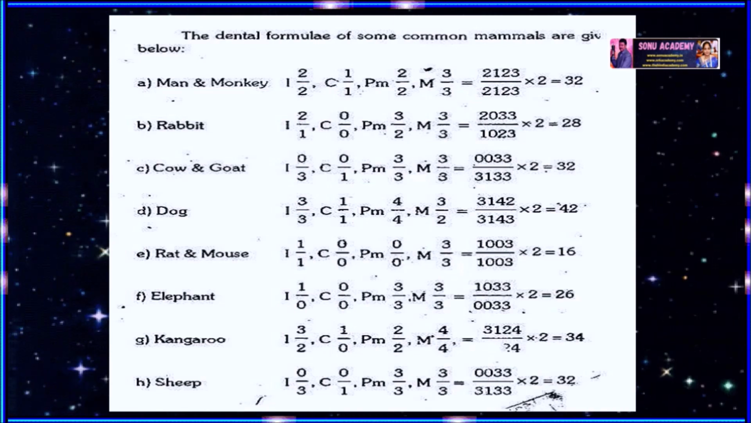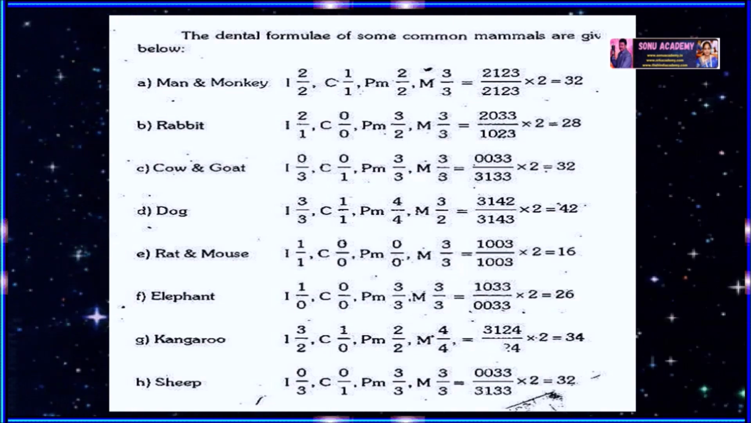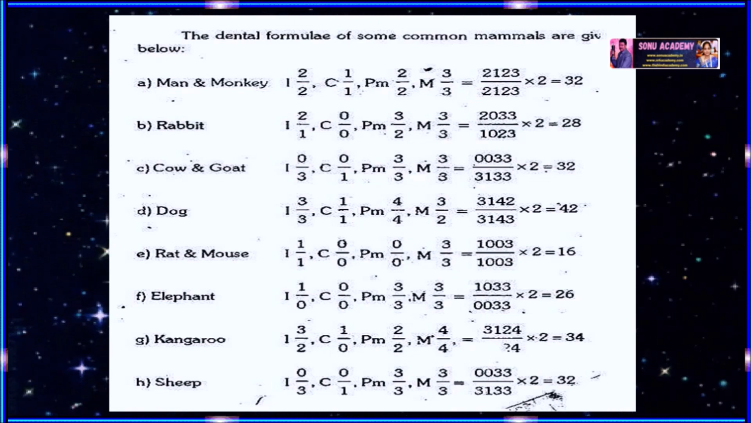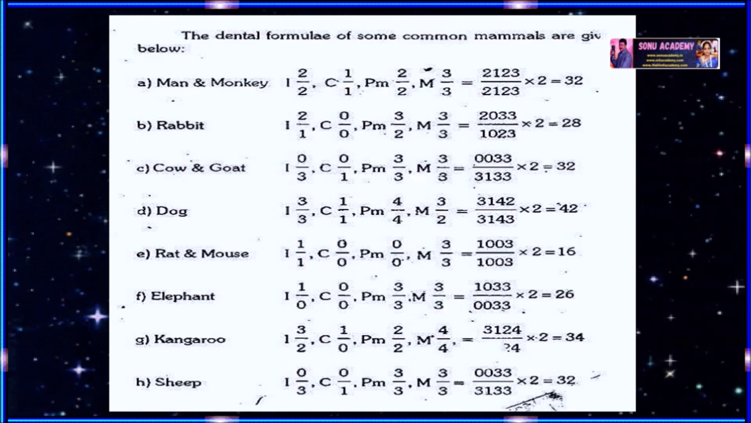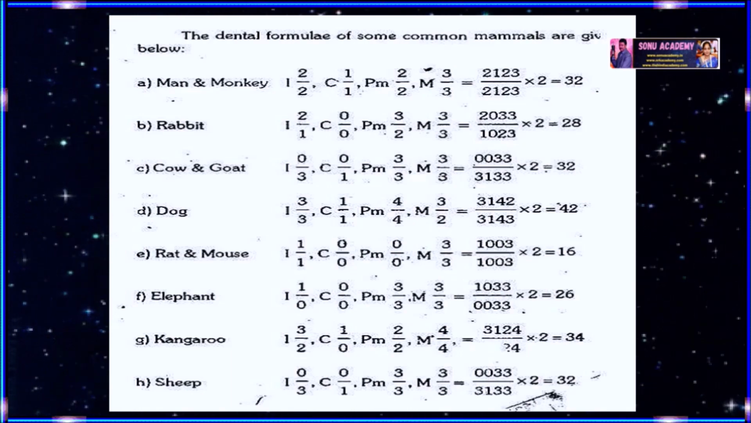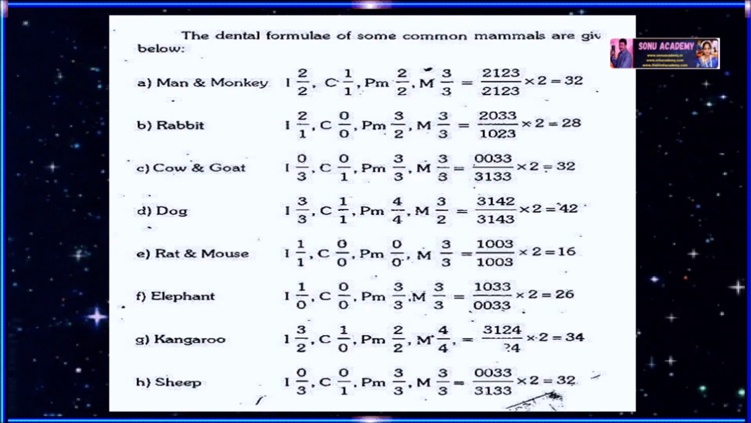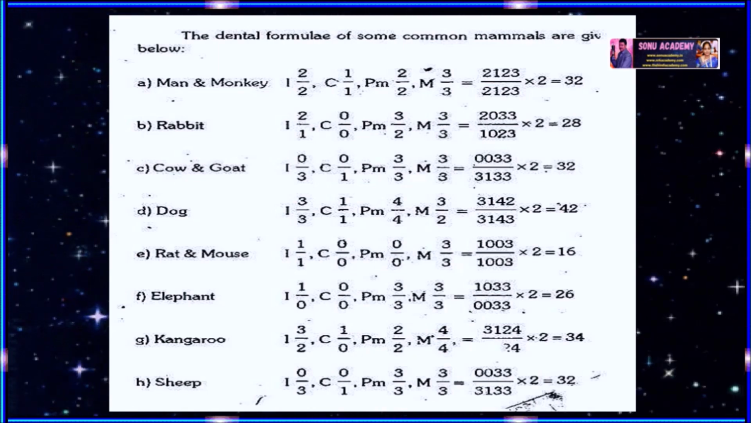Now let us see the dental formula of rat and mouse. They have incisors 1 by 1, canines 0 by 0, premolars 0 by 0 and molars 3 by 3, which the dental formula represents as 1003 by 1003 into 2, meaning 2 sets, so our total number is 16.